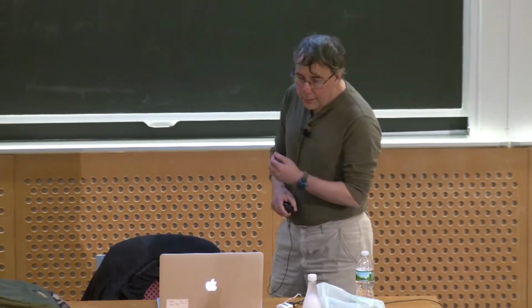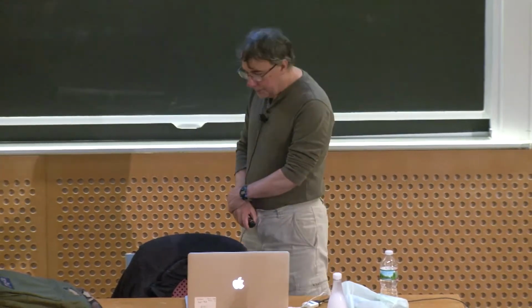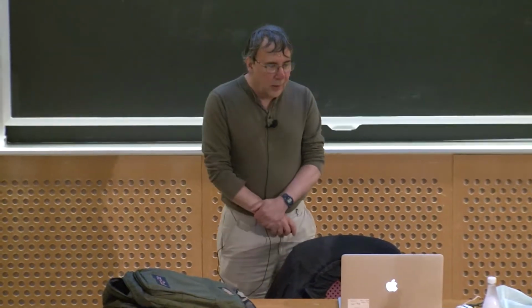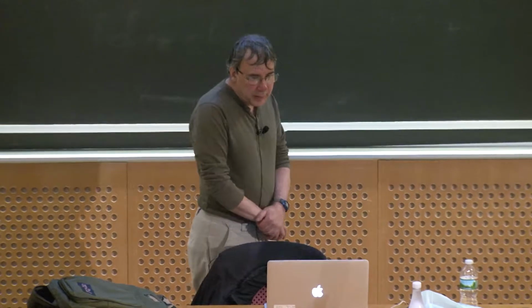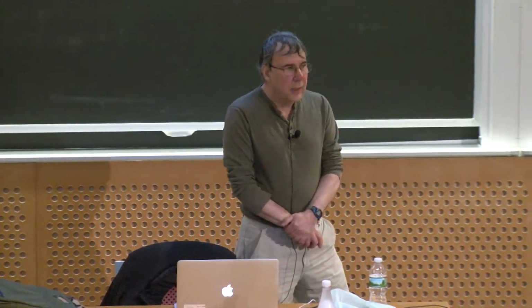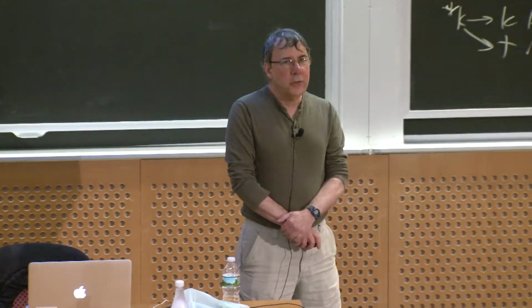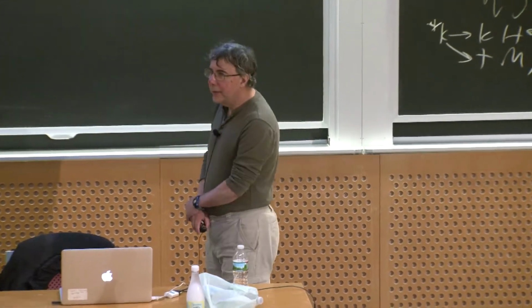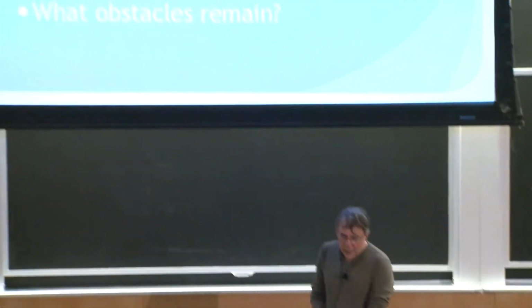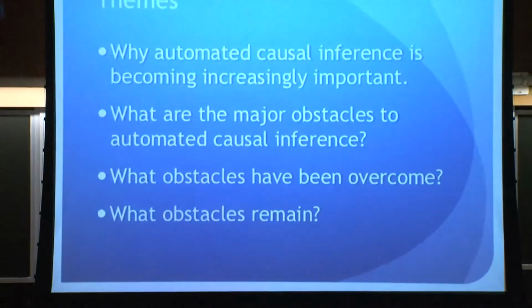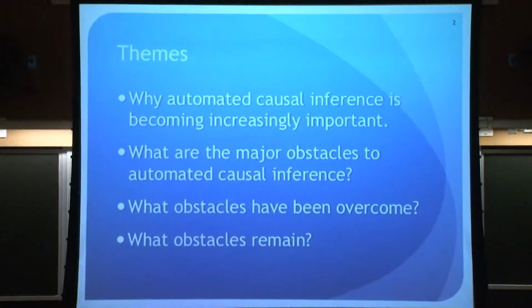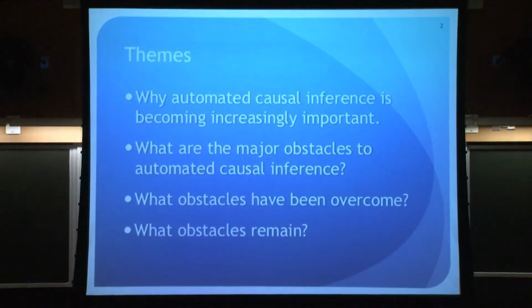What I'd like to talk about is why automated causal inference is becoming increasingly important, what the major obstacles to automated causal inference are, and some things about what obstacles have been overcome and what obstacles remain.